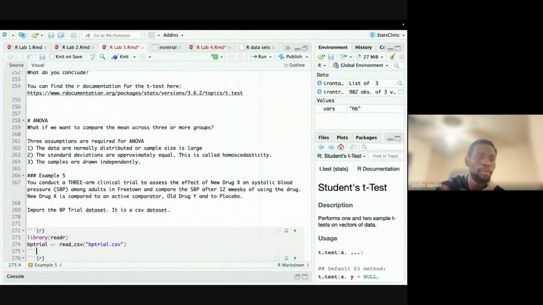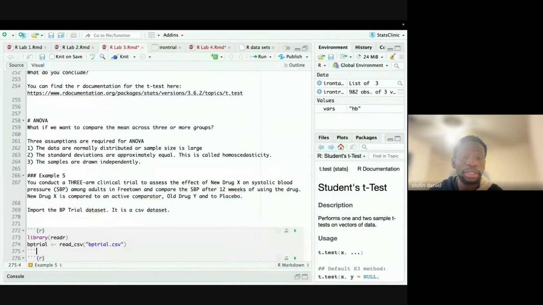The full meaning of ANOVA is analysis of variance. So we are trying to compare the means across 3 or more groups. ANOVA is very, very sensitive because it has some assumptions. If the data violates those assumptions, you cannot use ANOVA even if you have 3 or more groups.